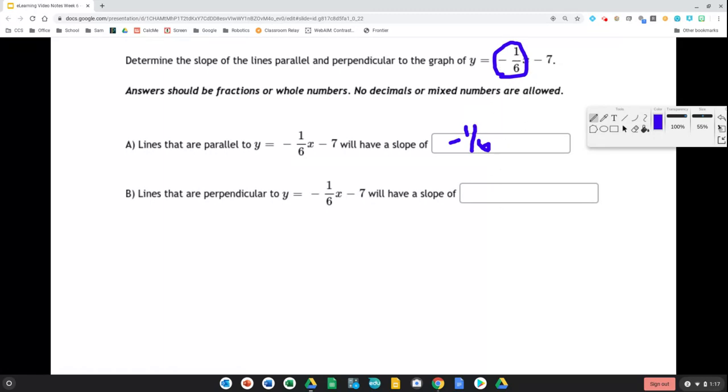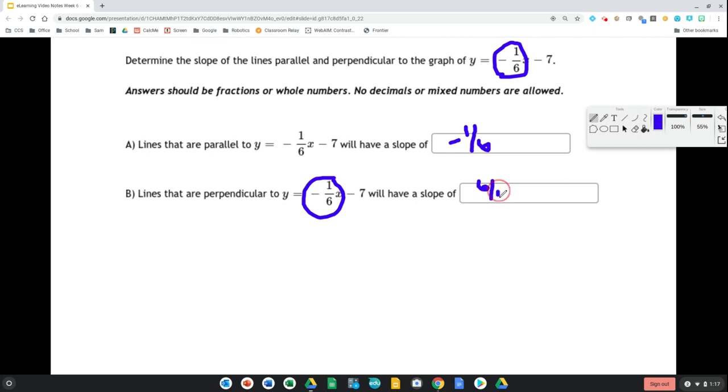Perpendicular, remember there's two things you have to do. What's the slope of the line that's perpendicular? Well, you have to change the sign. Here's our slope, negative 1/6. If we change the sign, it becomes positive. The other thing we have to do is flip it over. If you take 1/6 and flip it over, it's 6/1. So our answer here would be positive 6/1.